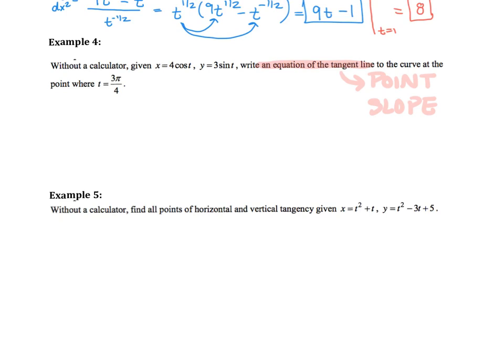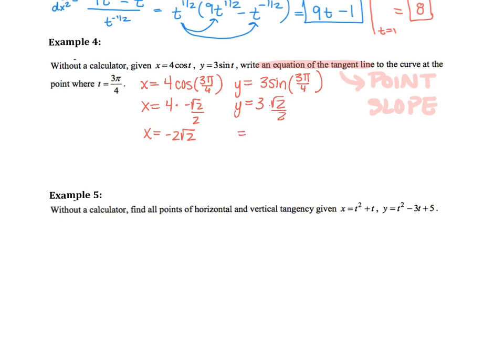Let's find the point first, because that's going to be easier. If I'm looking at t equals 3 pi over 4, x will be equal to 4 times cosine of 3 pi over 4, and y will be equal to 3 times sine of 3 pi over 4. So cosine of 3 pi over 4 is going to be negative root 2 over 2. So cleaning this up, x is just going to be negative 2 root 2. And sine of 3 pi over 4 is positive root 2 over 2. So when I clean this up, I have y equals 3/2 root 2. So my point is done. I have negative 2 root 2, 3/2 root 2.